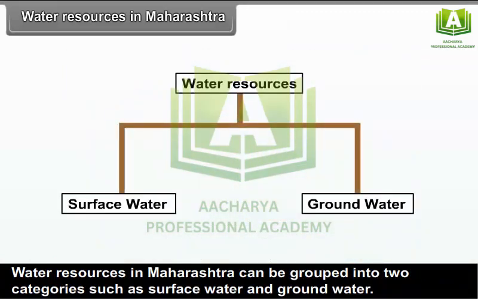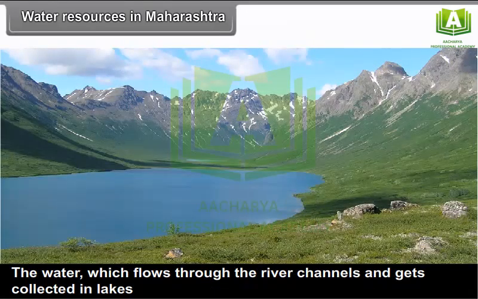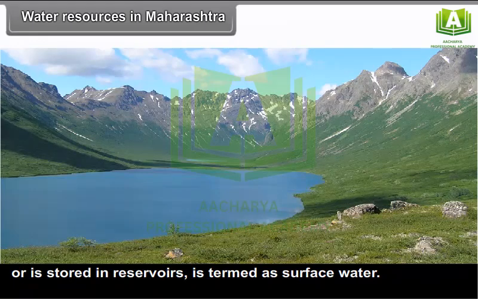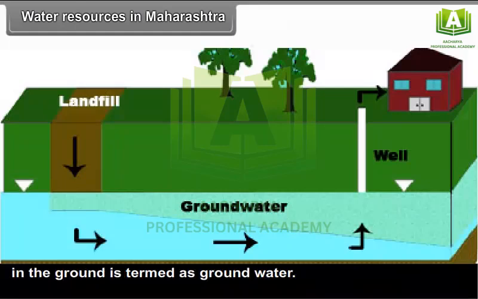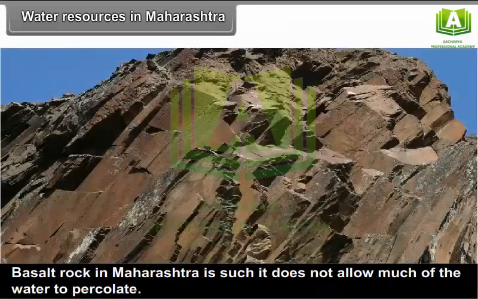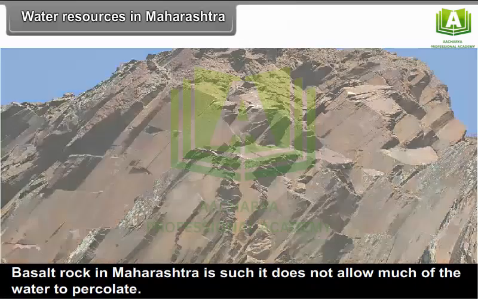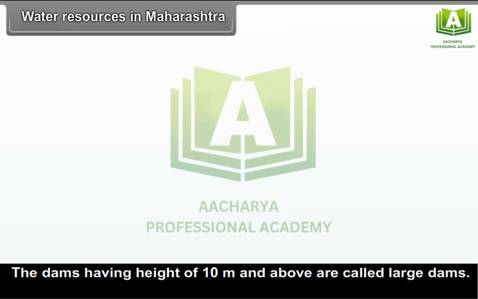Water resources in Maharashtra can be grouped into two categories: surface water and groundwater. The water which flows through the river channels and gets collected in lakes or is stored in reservoirs is termed surface water. The water that is percolated into the ground and gets stored at deeper depths in the ground is termed groundwater. Basalt rock in Maharashtra is such that it does not allow much of the water to percolate. The dams having height of 10 meters and above are called large dams.